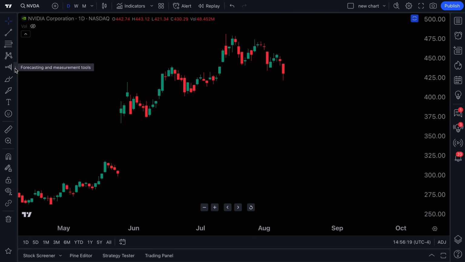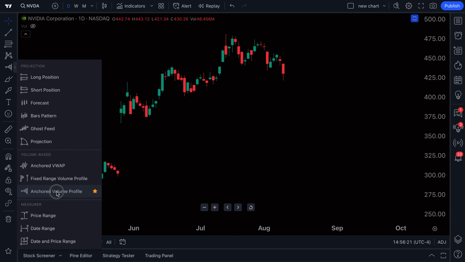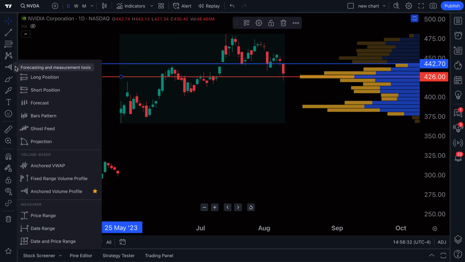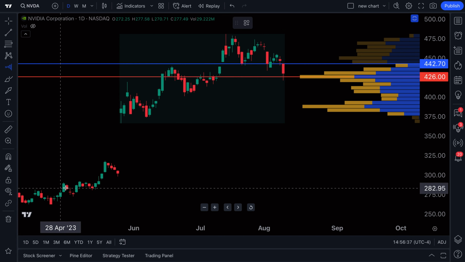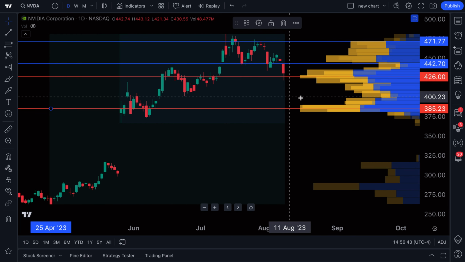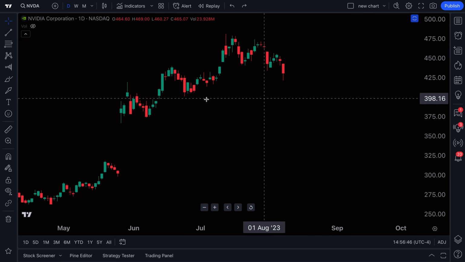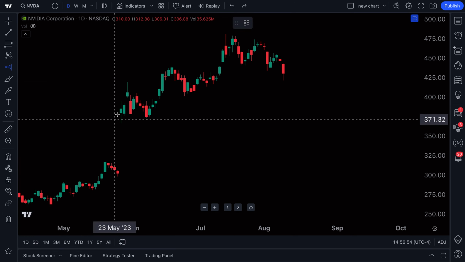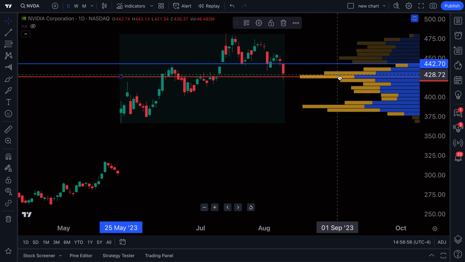Today's video, we are talking about the anchored volume profile, which can be applied to your chart just by going to the drawings menu here over on the left, finding the forecasting and measurement tools, expanding the menu, clicking anchored volume profile, finding a starting point on your chart, clicking that starting point, and then letting the volume profile instantly calculate and appear on your chart. You may have noticed, indeed, you can have several anchored volume profiles set up on your chart, or just have one from one very important point in time.